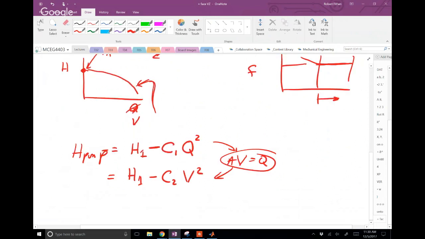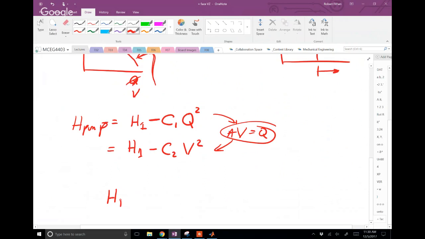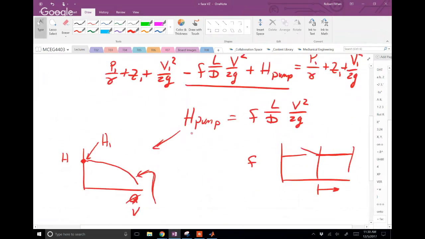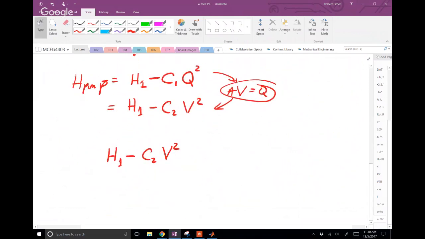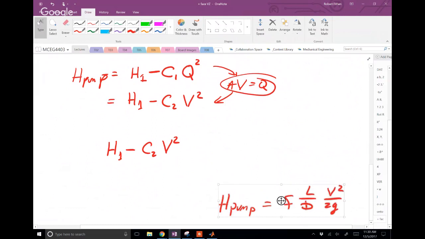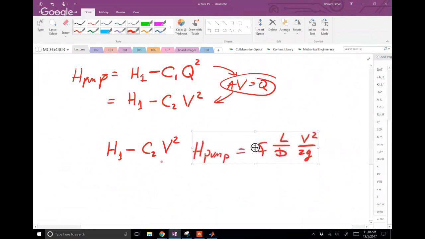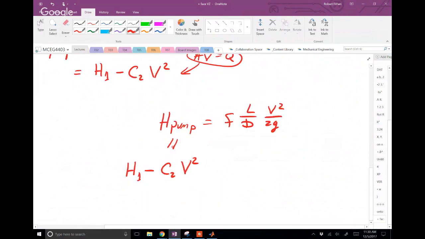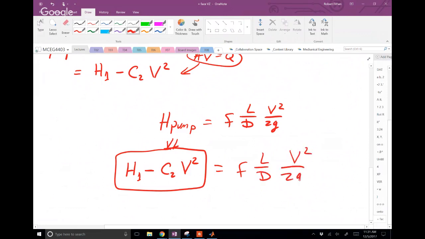So in the real world, what you have is H1 minus C2 V squared, which is from this equation. If you copy this down, and then you head down here, I'll put it right here. So if you're looking at this, in other words, what I'm saying is these are the same things. This is the equation, this is the pump curve. And here's FL over D, V squared over 2G.